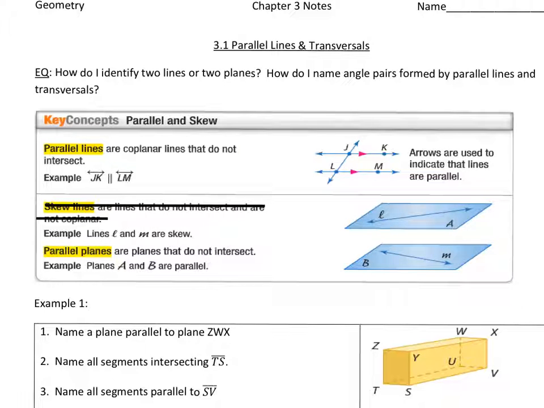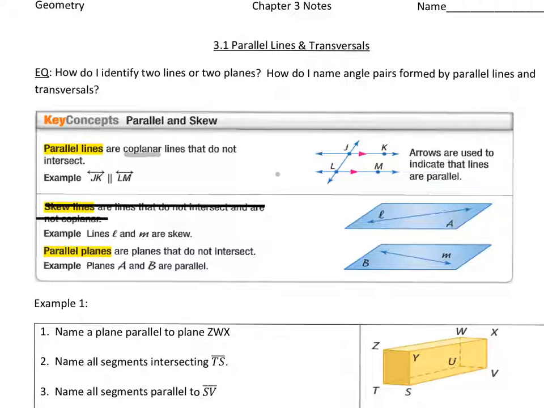The first thing we need to take a look at are these parallel lines, and I want everybody to go ahead and underline the part of this sentence that says that they are coplanar. That's going to be a critical part of the definition of parallel lines. So they are coplanar lines that do not intersect. They gave us an example of line JK is parallel to line LM.